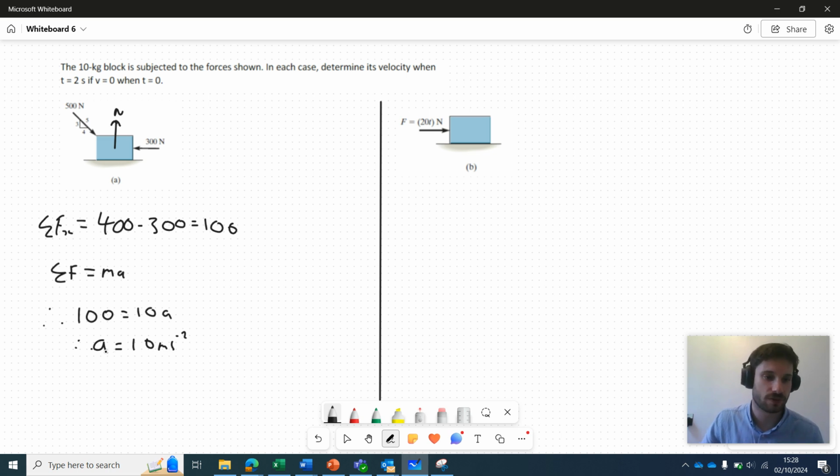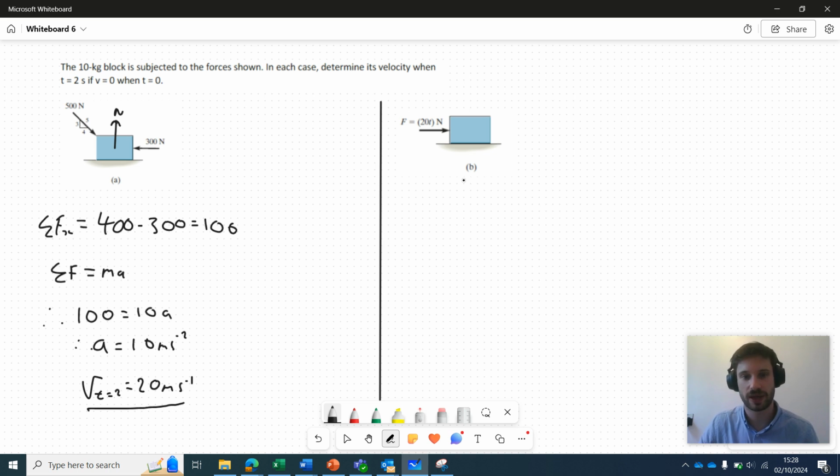Okay, so now we've got its acceleration. We want to determine its velocity at time t equals 2. Hopefully it's evident to you intuitively that the velocity at time t equals 2 is equivalent to 20 meters per second here, understanding that it's accelerating from rest at 10 meters per second squared for 2 seconds. Okay, it's going to reach 20 meters per second at time t equals 2. Let's underline that and move on then.